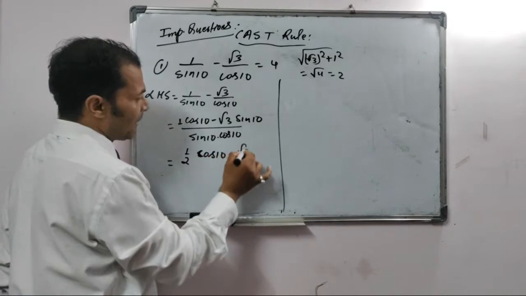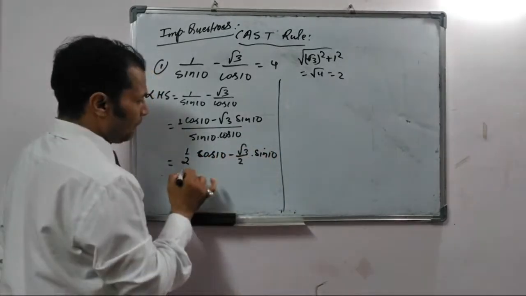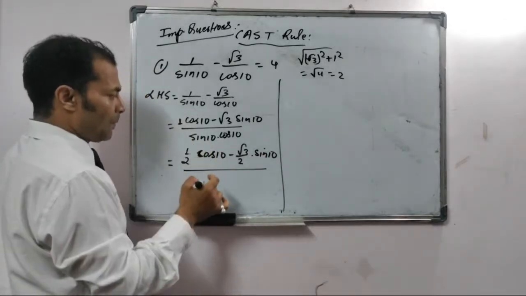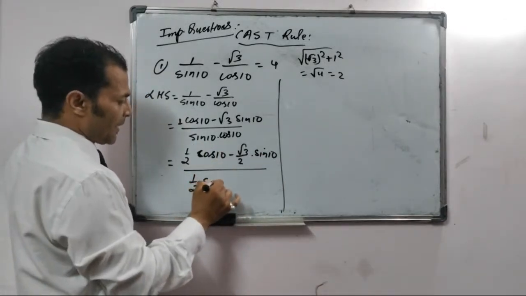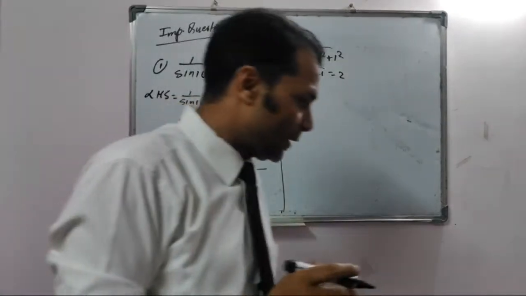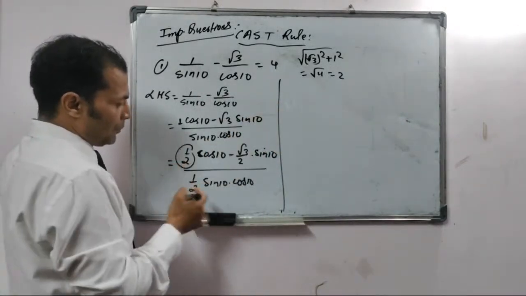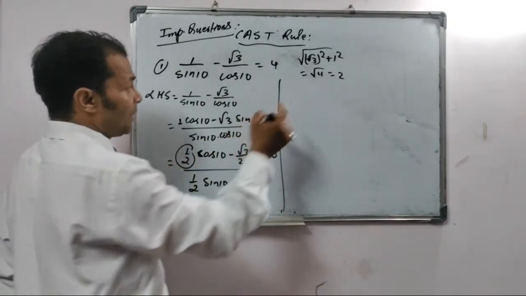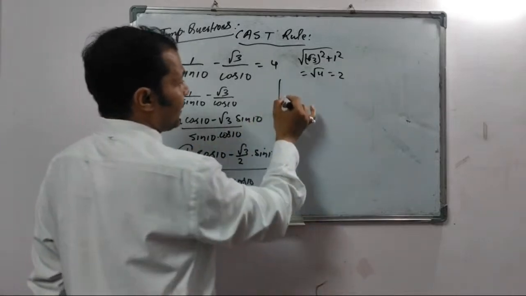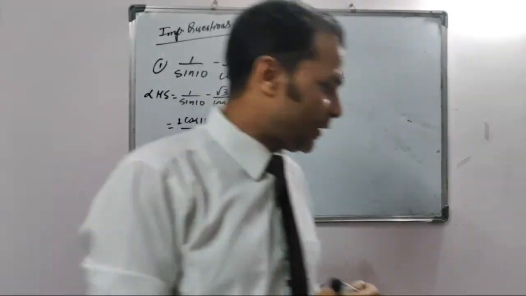Cos 10 minus root 3 by 2 sin 10, over 1 by 2 sin 10 cos 10. Is this clear? Hope you guys are understanding this. Now 1 by 2. Do you think that is sin 30? Yes or no? 1 by 2 is the value of sin 30.